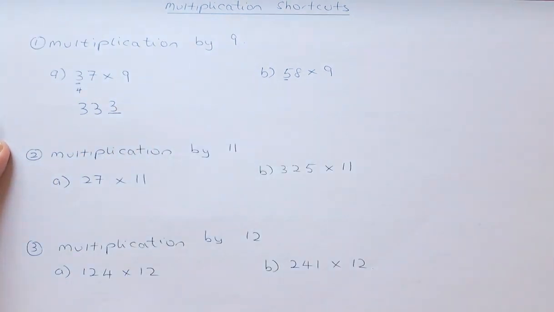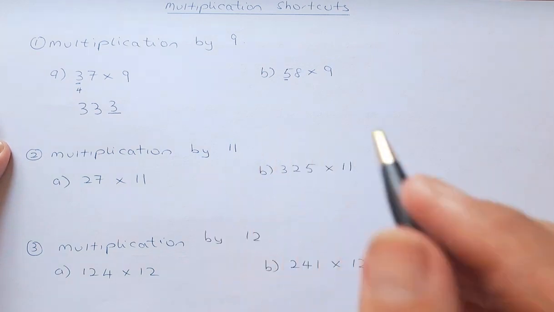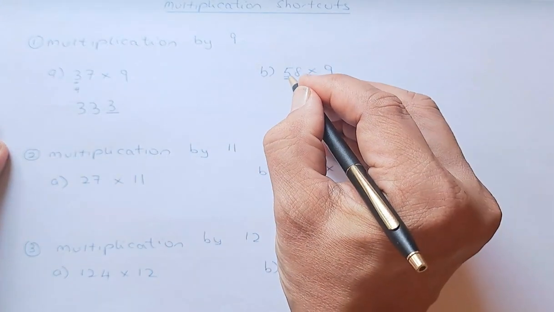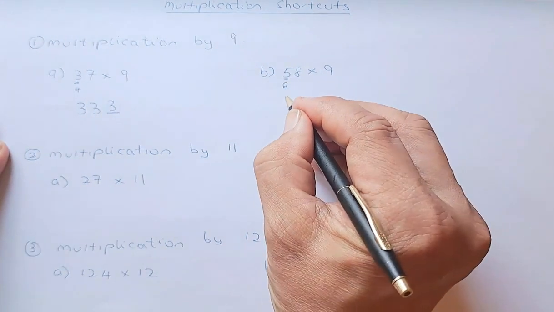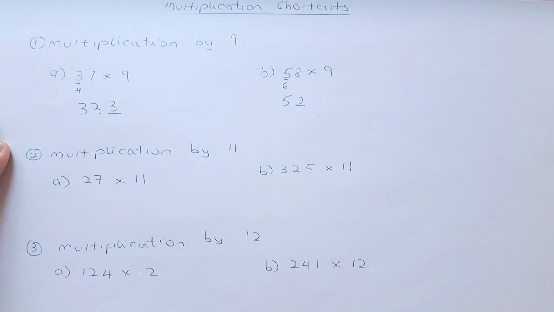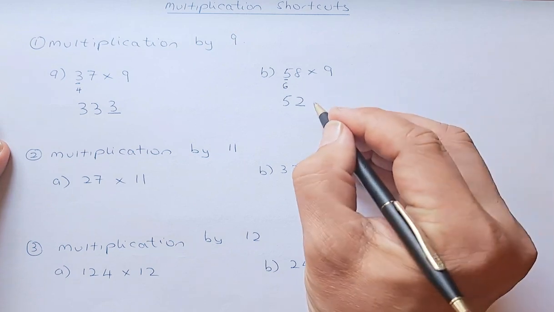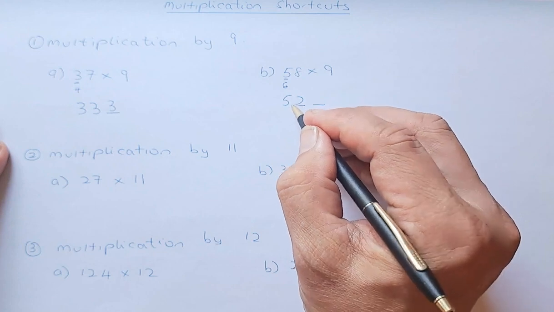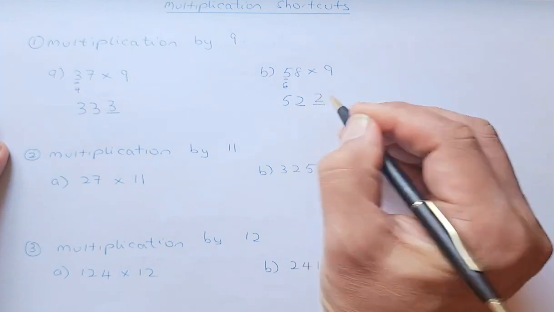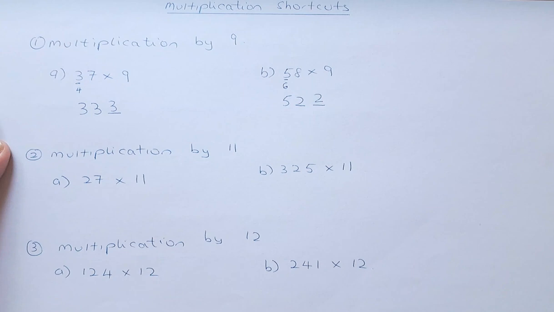Now we do the second example. 58 times 9. Again, we increase the first digit by 1, so it becomes 6. 58 minus 6 is 52. Now the last digit must make the digits add up to a multiple of 9. 5 plus 2 is 7, so the next digit is 2, because 5 plus 2 plus 2 is 9. It's not necessarily 9. It has to be a multiple of 9.